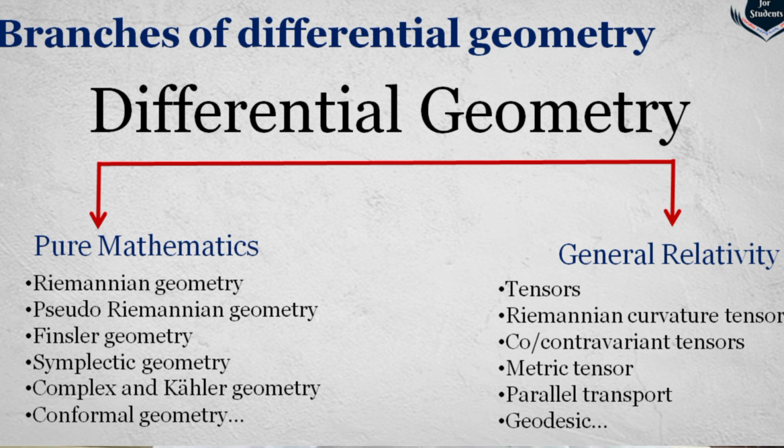Symplectic geometry is a branch of differential geometry which studies even-dimensional manifolds whose structure is determined by a distinguished closed non-degenerate two-form. And conformal geometry, as the name itself suggests, conformal means angle preserving. It is a study of the set of angle-preserving transformations in a space.